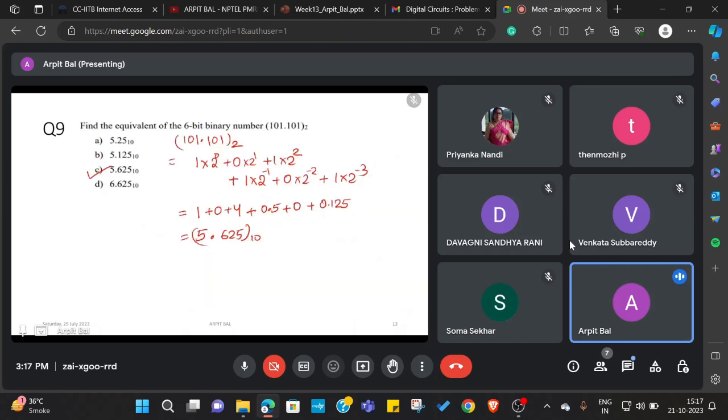Okay, so the next question was related to finding the decimal equivalent of the 6-bit binary number 101.101. Just like we do for the left side, for the right side of the decimal point, each place has a value assigned with a negative power: 2 power minus 1, then 2 power minus 2, then 2 power minus 3. Okay, the rest of the steps are the same as for the left side. We just add them up and we obtain 5.625.